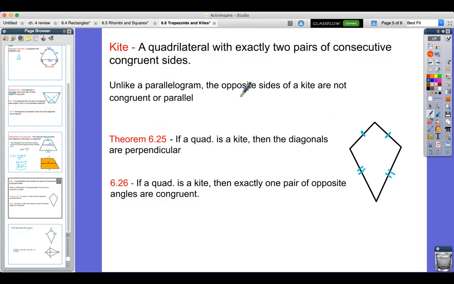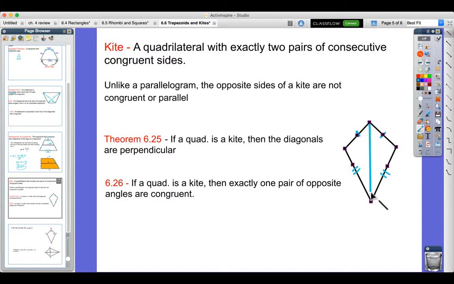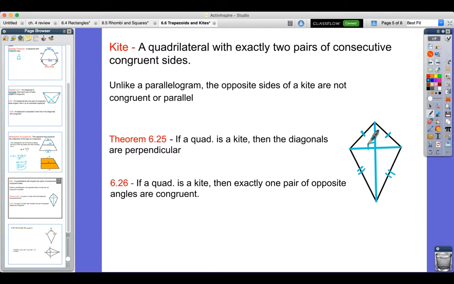But unlike a parallelogram, opposite sides of a kite are not congruent or parallel, but it's the consecutive sides that are congruent right here. So if your quadrilateral is a kite, the diagonals that you draw here are perpendicular to each other. They'll form a right angle, even though it's kind of crooked. It makes 4 right angles here. So when they intersect, it forms 4 right angles.